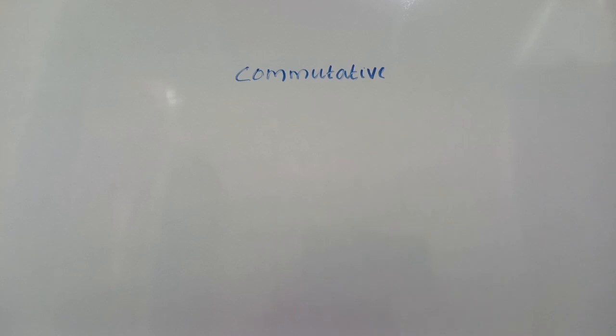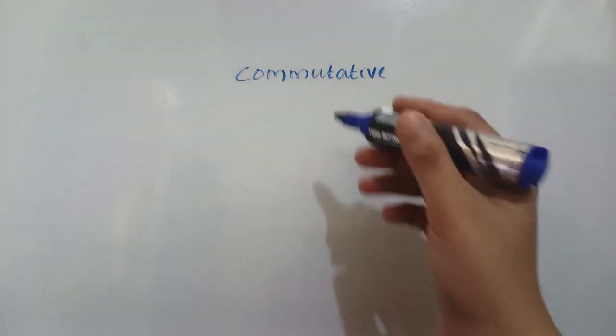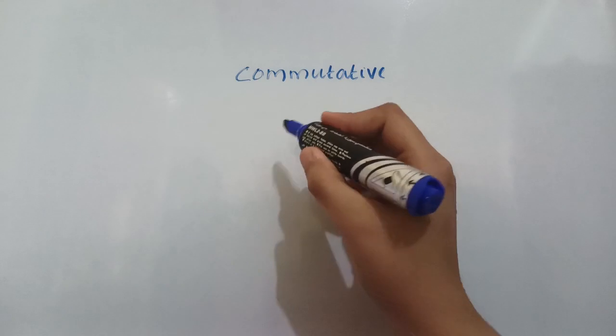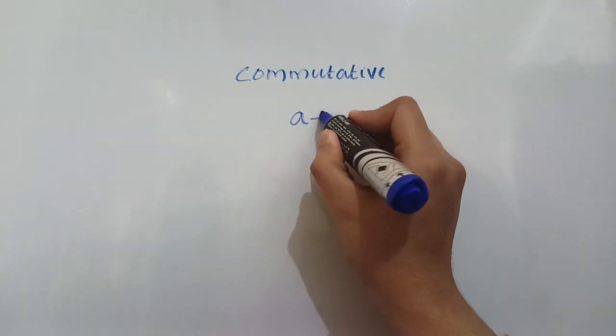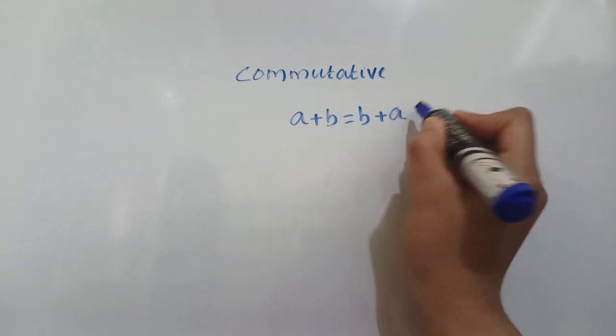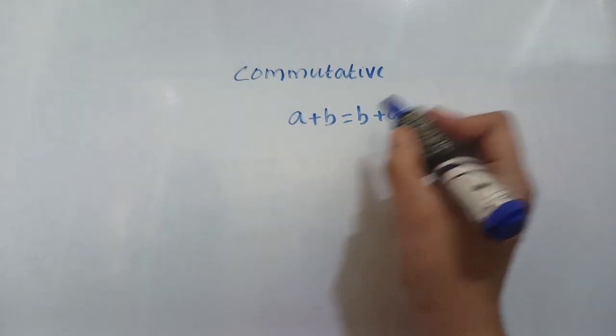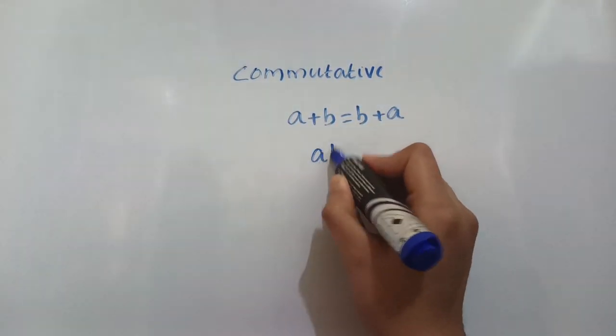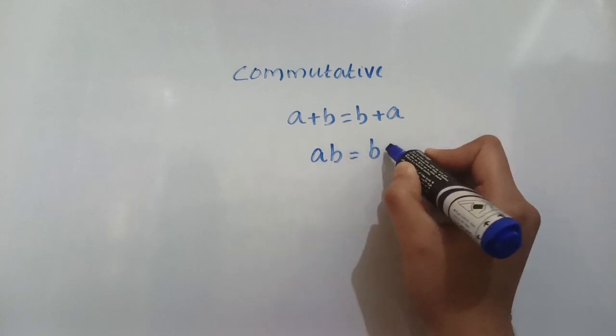If we multiply any real number with 0, the product is 0. The real numbers are commutative, associative and distributive. We can look at each property for addition and multiplication. First one, commutative property. The property is a plus b is equal to b plus a, where a and b are real numbers. Then a into b is equal to b into a.